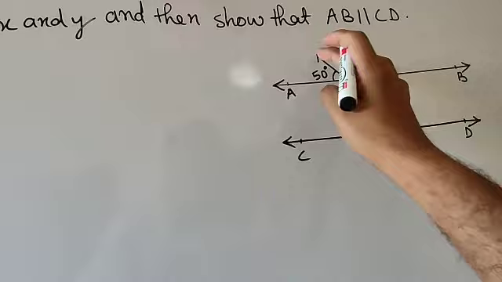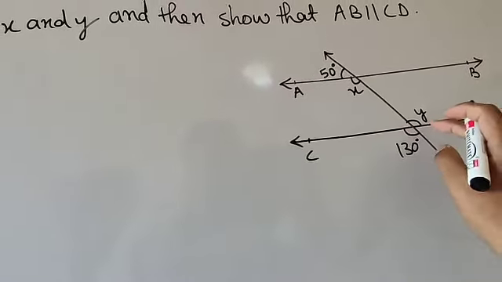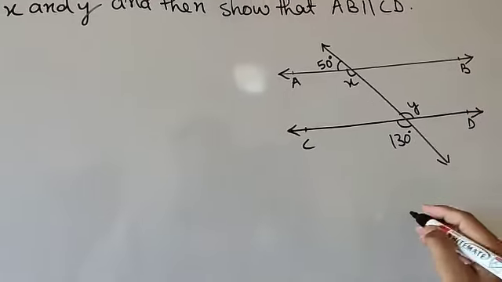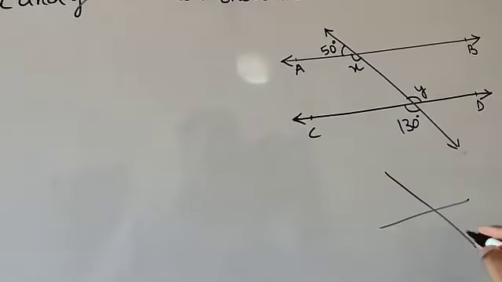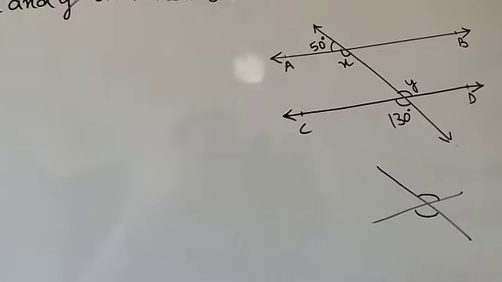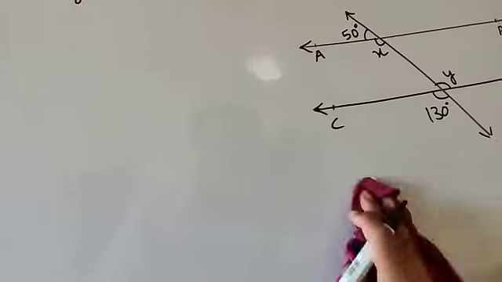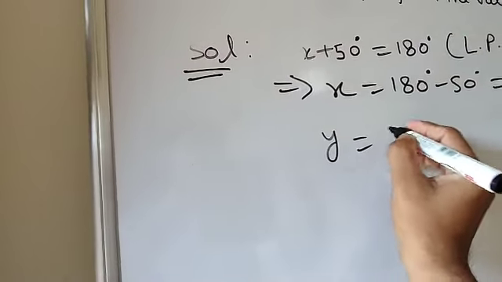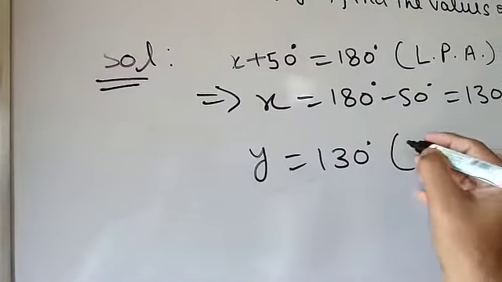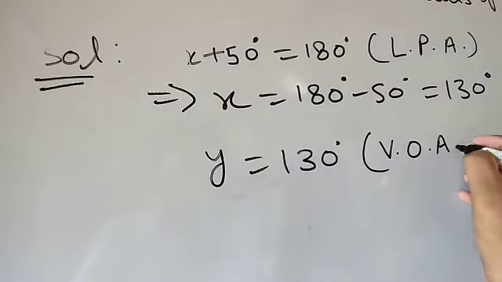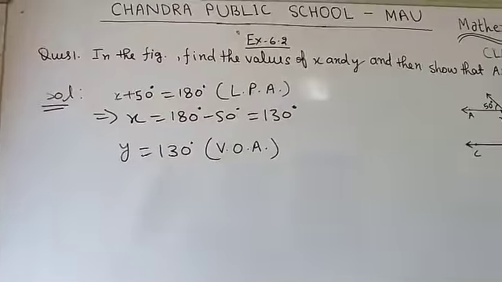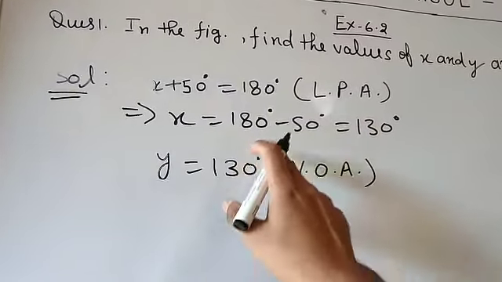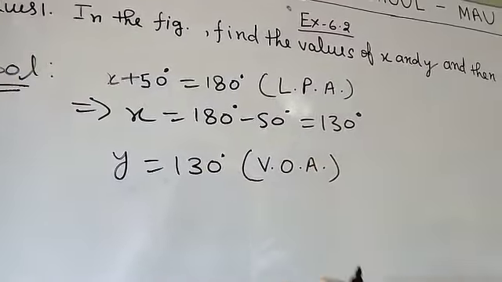Now here you can find these two lines are intersecting. So what type of angles are these two? They are vertically opposite angles. If two lines intersect like that, these two are called vertically opposite angles, and you know that vertically opposite angles are equal. So you will write y equals 130 degrees, reason: vertically opposite angles. So the first part of the question was to find the values of x and y. Here x is 130 degrees and y is also 130 degrees.